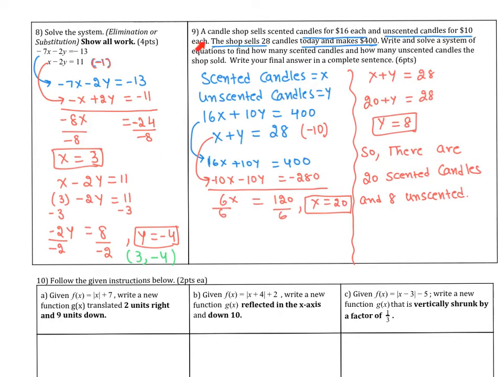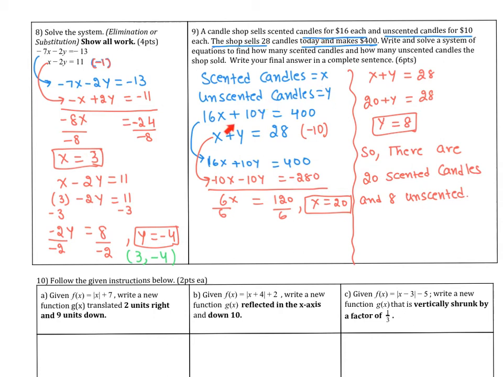Number 9. A candle shop sells scented candles for $16 each and unscented candles for $10 each. The shop sells 28 candles today and makes $400. Write and solve a system of equations to find how many scented candles and how many unscented candles are sold. So write your final answer in a complete sentence. So define the variable scented candle as x and unscented as y.